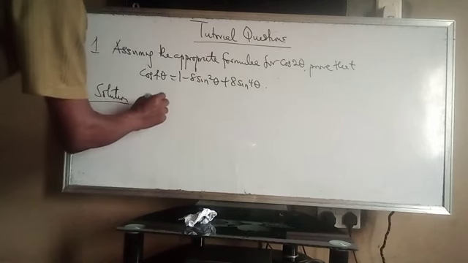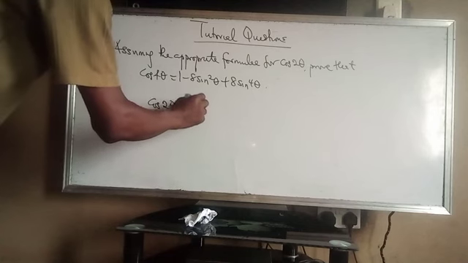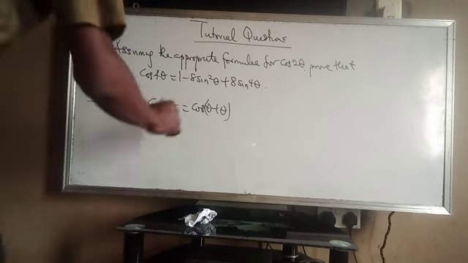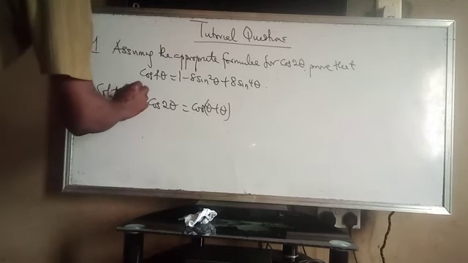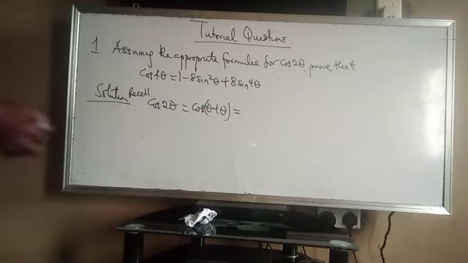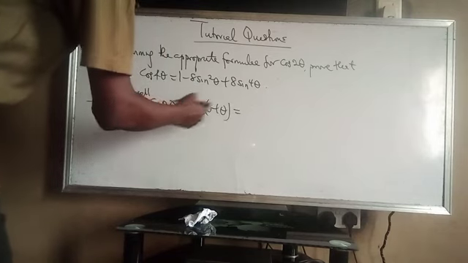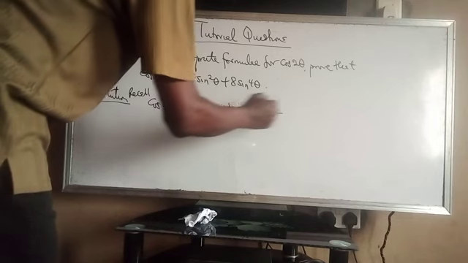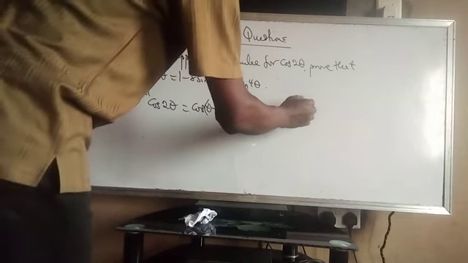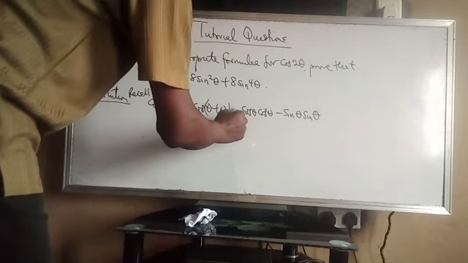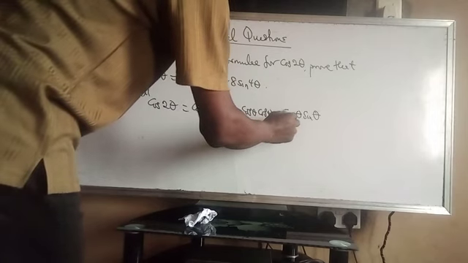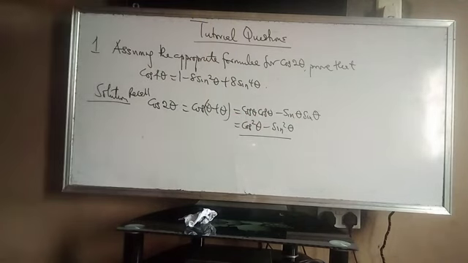You know, cos 2 theta itself is cos of theta plus theta. So let's recall our addition angle formula for cosine: cos theta cos theta minus sine theta sine theta. So this will give us cos square theta minus sine square theta. So that's what the value will give us.